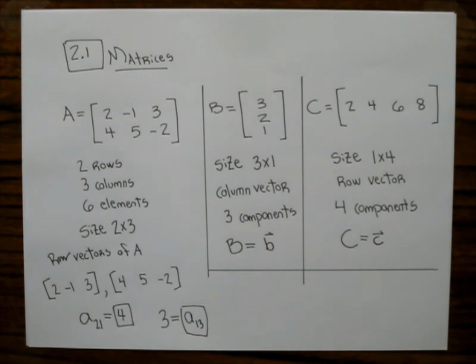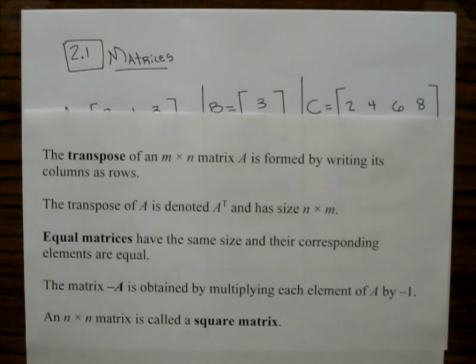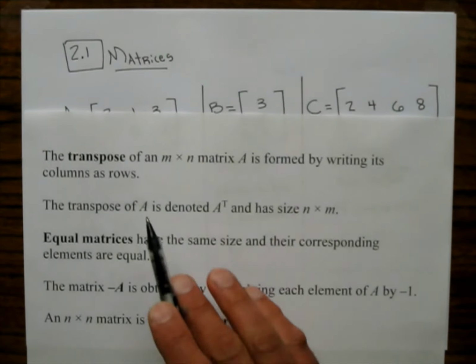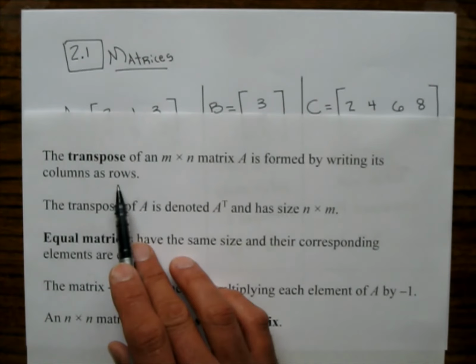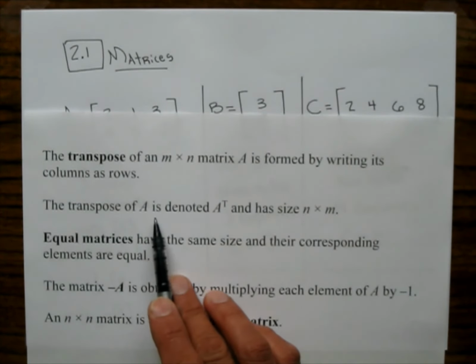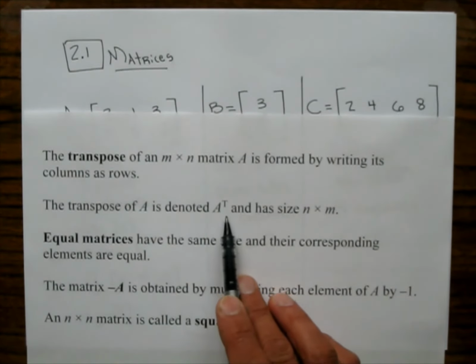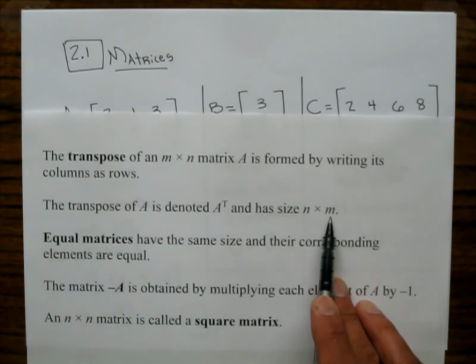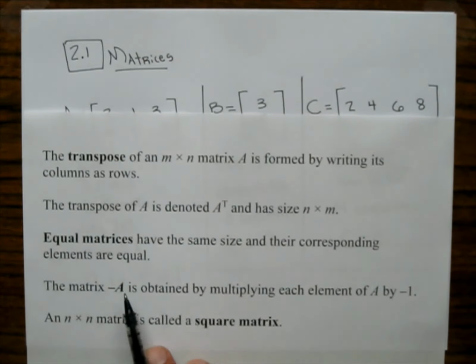Let's go ahead and get to our next definition, which happens to be the transpose. The transpose of an m by n matrix is formed by writing its columns as rows. The transpose of A is denoted A with a T as an exponent, and has size n by m, and that kind of makes sense. The sizes got switched around because you switched the rows and the columns.